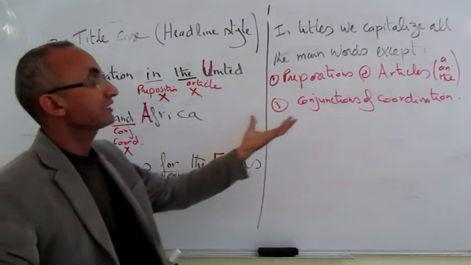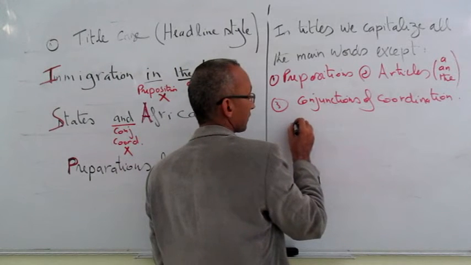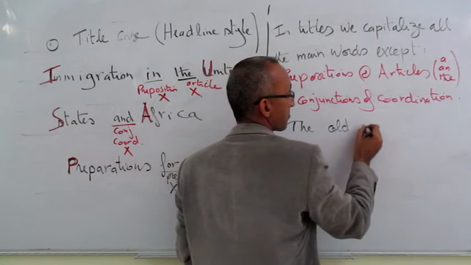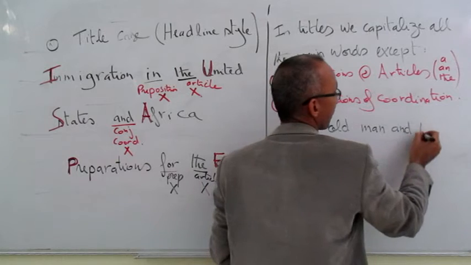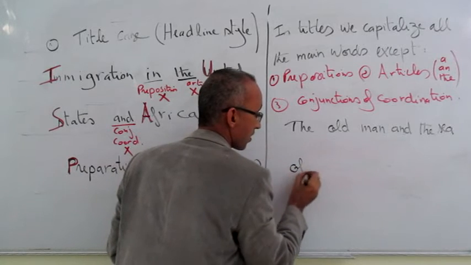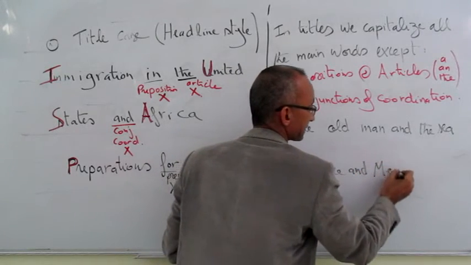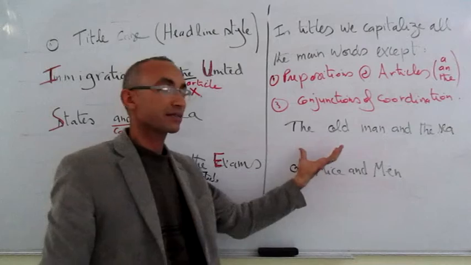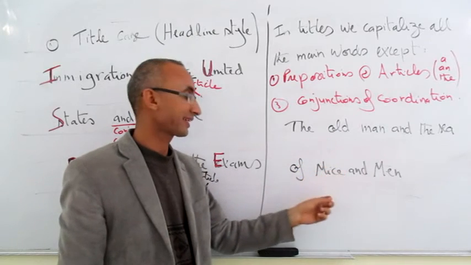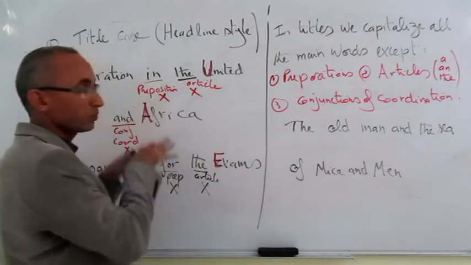But in case these elements come at the beginning of a title, for instance, I write "The Old Man and the Sea," and "Of Mice and Men." Here I have two titles for famous American novels. The first is written by Ernest Hemingway, the second is written by John Steinbeck. Now, do we apply the same rule here to these examples?